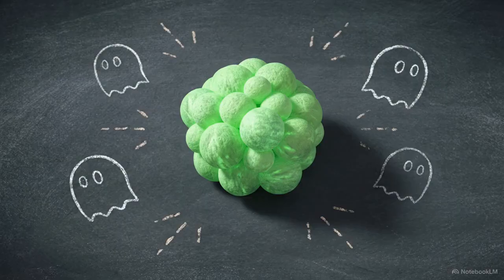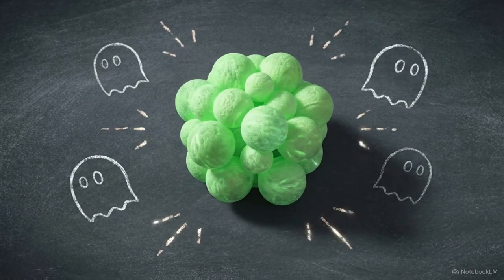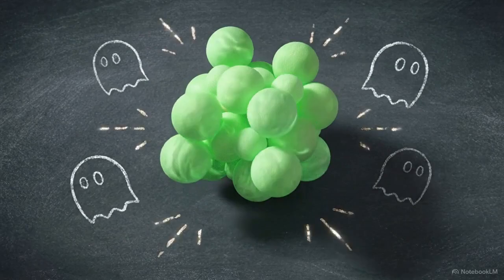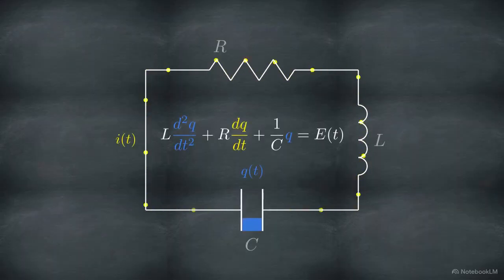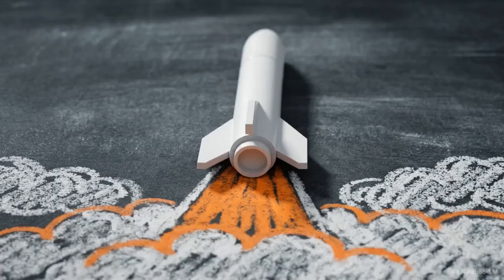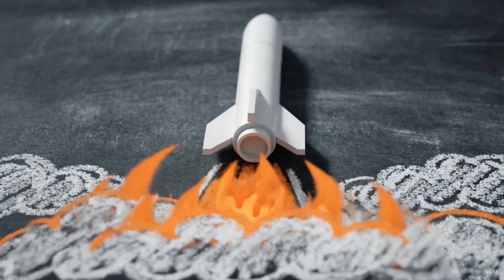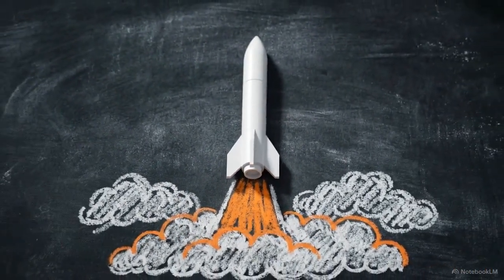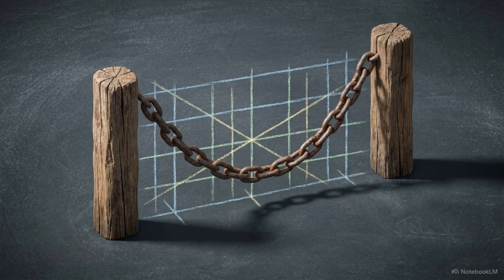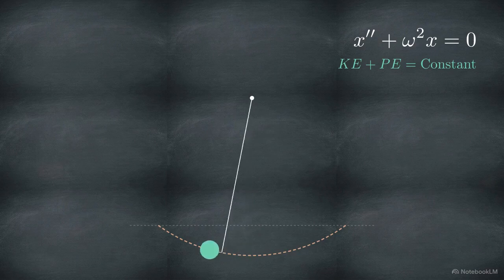It is the same math that governs how radioactive elements decay, with the rate of disappearance tied to the amount of material left. It describes how electrical circuits build and store their charge over time. Engineers use these formulas to calculate the exact velocity a rocket needs to overcome a planet's gravity and reach open space. The same logic explains the structural curve of a hanging chain and the rhythmic, steady swing of a pendulum.